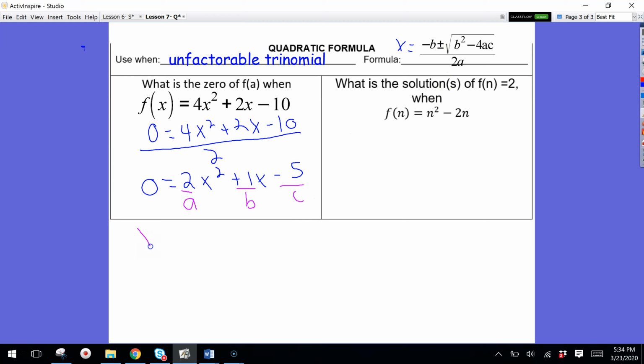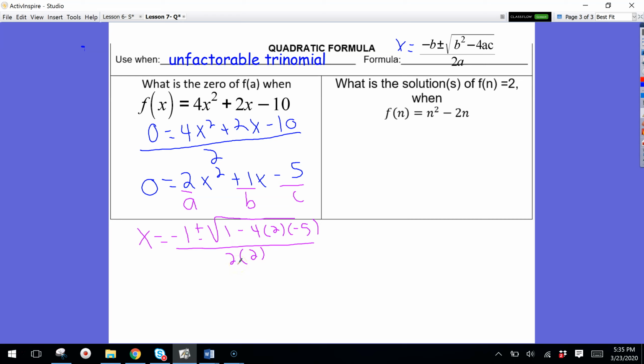So x is going to equal negative b, so negative 1, plus and minus the square root of b squared, so b squared is just going to be 1 squared, which is just the number 1, minus 4ac. So 4 times 2 times negative 5, all over twice a. So twice a, you can either calculate it in your mind, or you can just put it there and then calculate later. So 2 times 2 obviously is going to be 4.